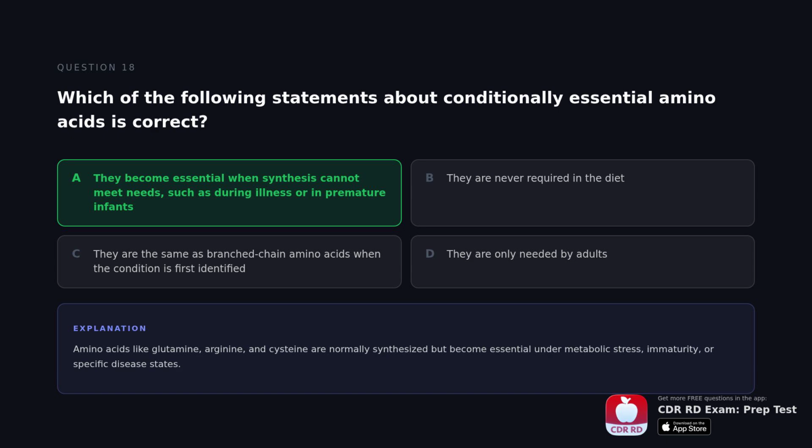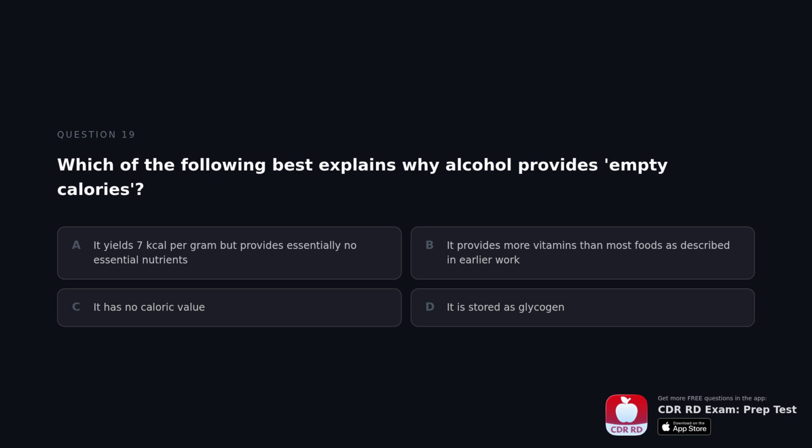The correct answer is, they become essential when synthesis cannot meet needs, such as during illness or in premature infants. Amino acids like glutamine, arginine, and cysteine are normally synthesized, but become essential under metabolic stress, immaturity, or specific disease states. Which of the following best explains why alcohol provides empty calories?